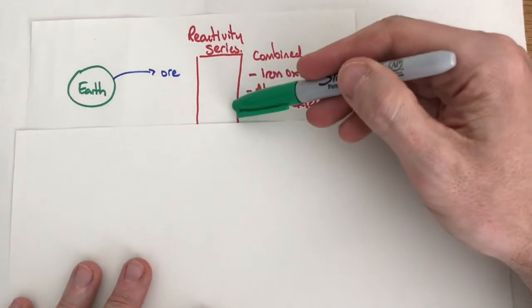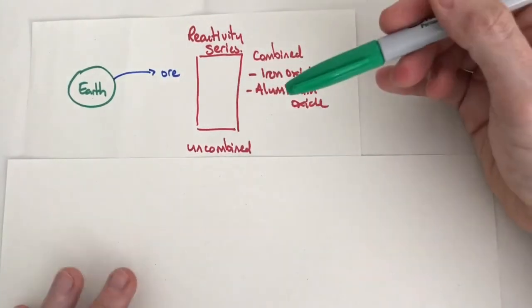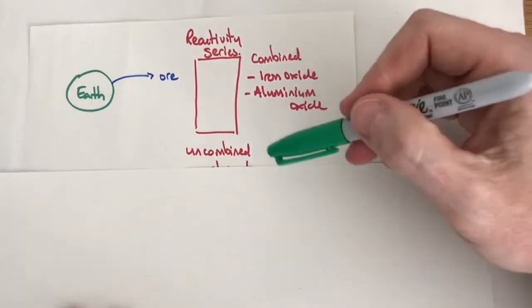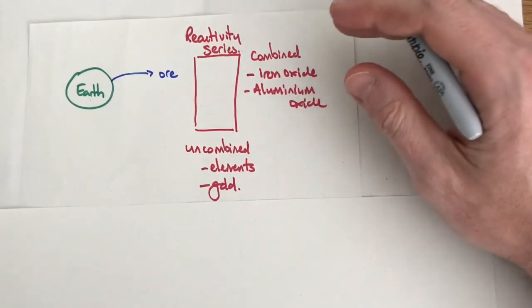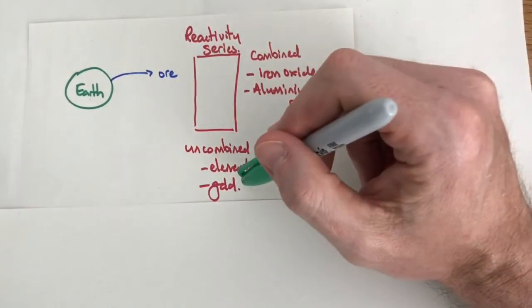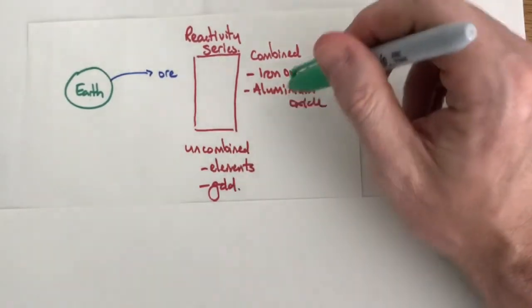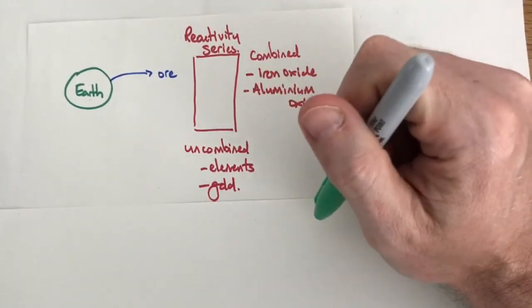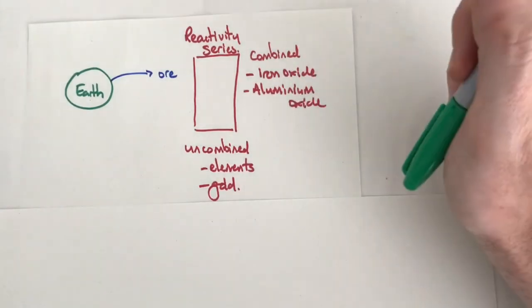If we come down to the bottom, as we said, they get less reactive. The less reactive ones, you tend to find those as uncombined. So they don't react, and therefore you just find them as the element itself. A good example of that is gold. You often hear stories of people going out looking for metals and they find a piece of gold on the surface. It's not gold oxide, it's just gold, because gold is unreactive and therefore it does not combine with other elements in the way that these two here would.